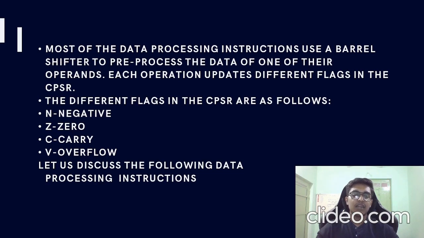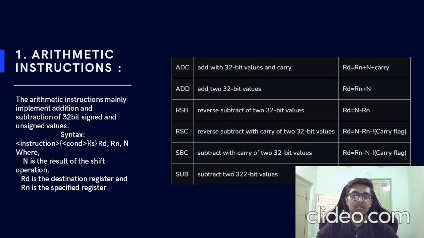Let us discuss the following data processing instructions. The first one is arithmetic instructions. The arithmetic instructions mainly deal with the addition as well as subtraction of 32-bit signed as well as unsigned data values. The syntax is as follows. In the syntax, N is the result of the shift operation, Rd is the destination register and Rn is the specified register.